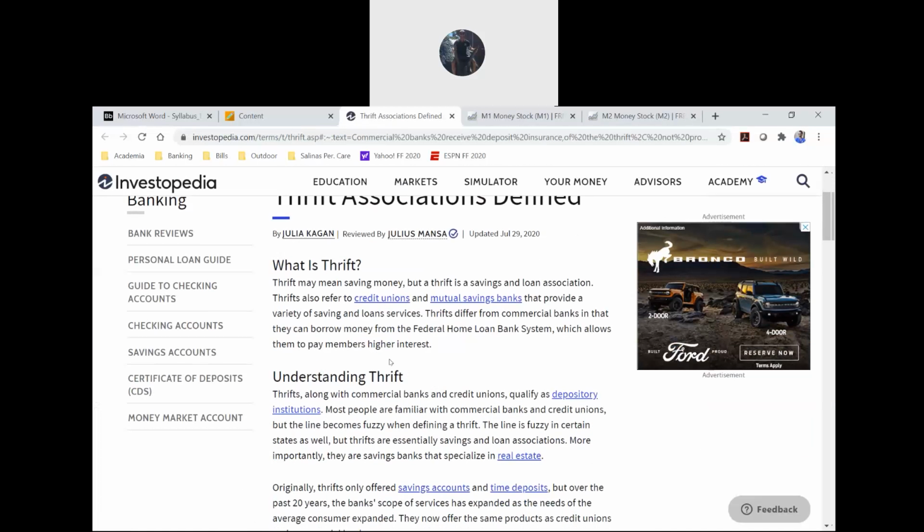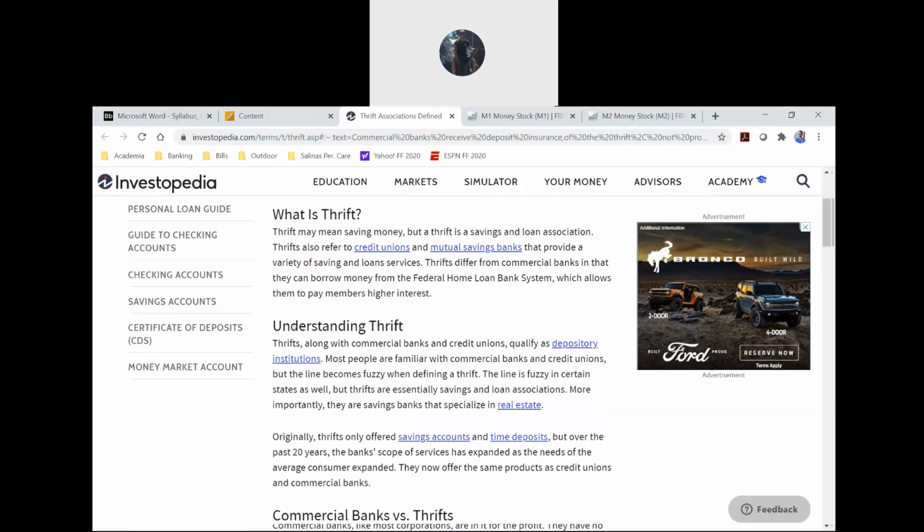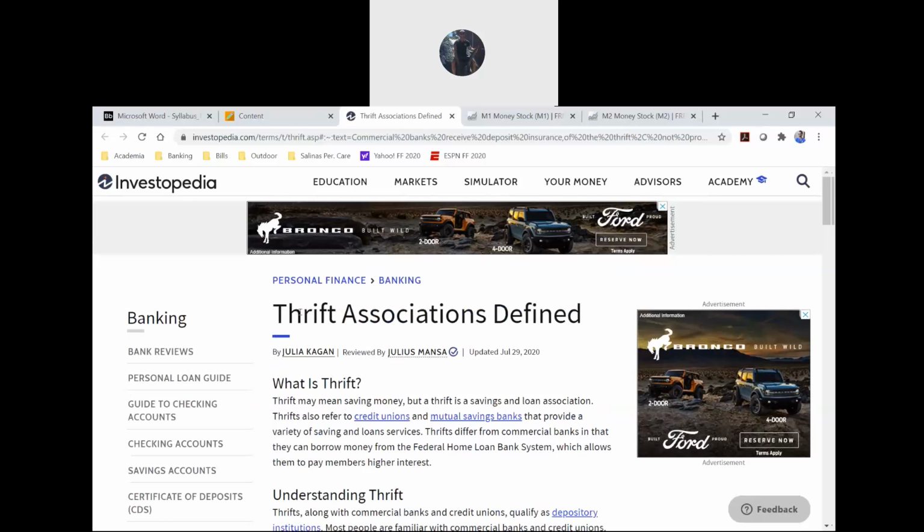And basically, thrifts are associated with home loans, like the home loan process. And so, if you can't get a home loan through a bank, you might go through a thrift institution. And so, it kind of explains the little background on the two. So, take a look at that. But basically, thrift institutions are like commercial banks, but they specialize in home loans. Okay.